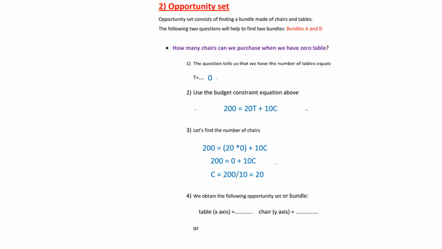How do we now place those values on our diagram of x-axis and y-axis? We know that table equals 0, therefore we will place 0 on our x-axis and chair is on our y-axis, therefore 20 goes on our y-axis, and that gives us the coordinate of our bundle or opportunity set, which is x equals 0, y equal 20.